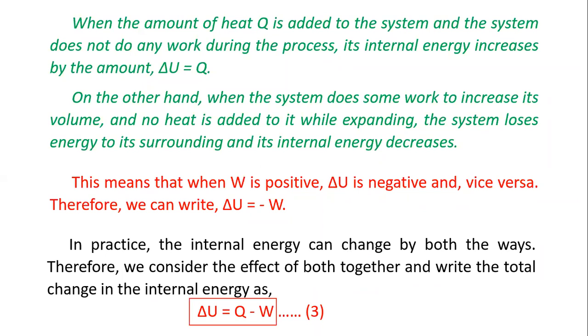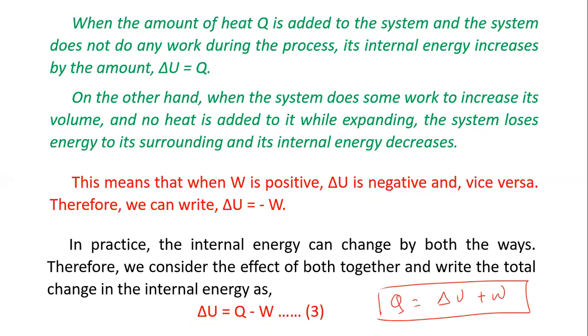Q is the heat supplied and W is the work done. Whatever heat is supplied, if part of it is utilized in doing work, the change in internal energy is Q minus W. Or we can write the same equation another way: Q is equal to delta U plus W. So in that way also we write.